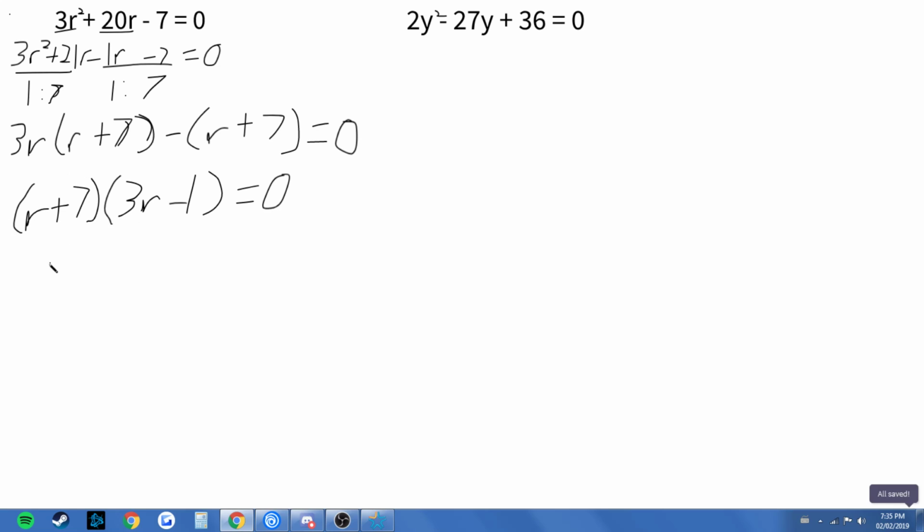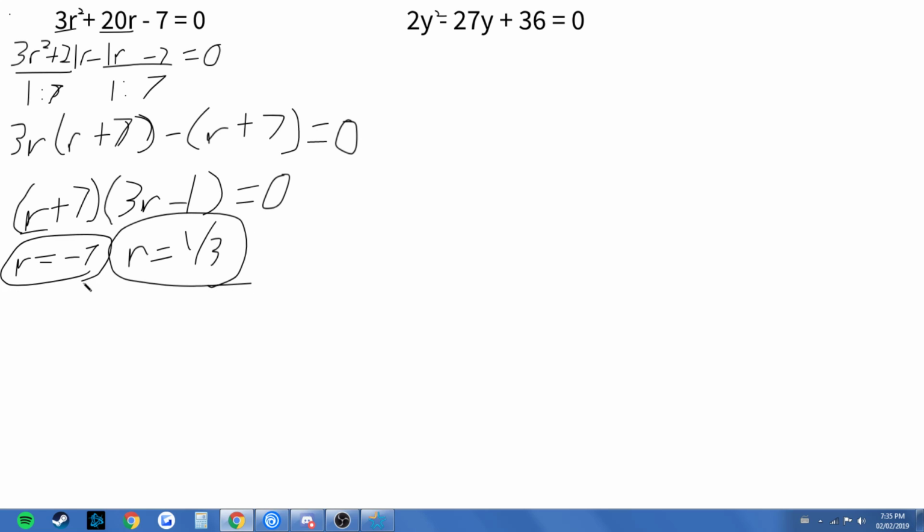Now all we need to do is solve for r. So -7 plus 7 is 0. 0 times this is 0. So r in this bracket would be r equals -7. And this one, 3r equals 1, so r is 1 over 3. 1 over 3 times 3 is 1. 1 minus 1 is 0. So that would be r equals 1 over 3. And these are our two answers.